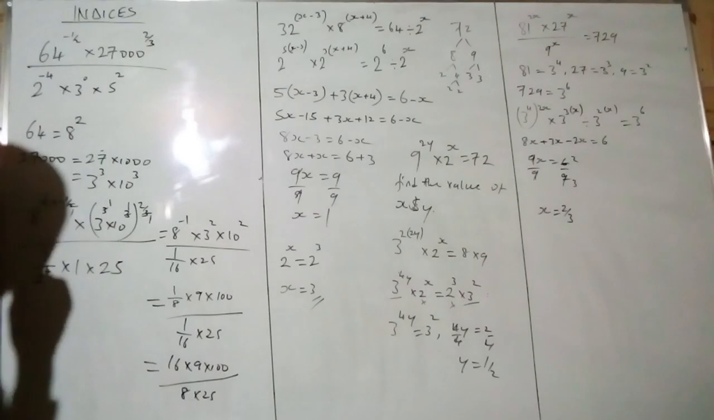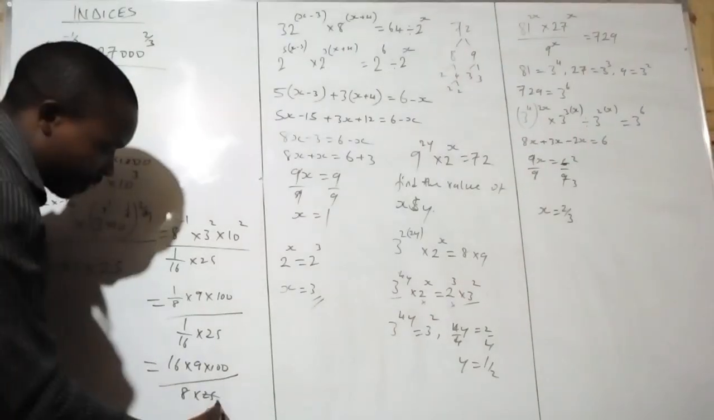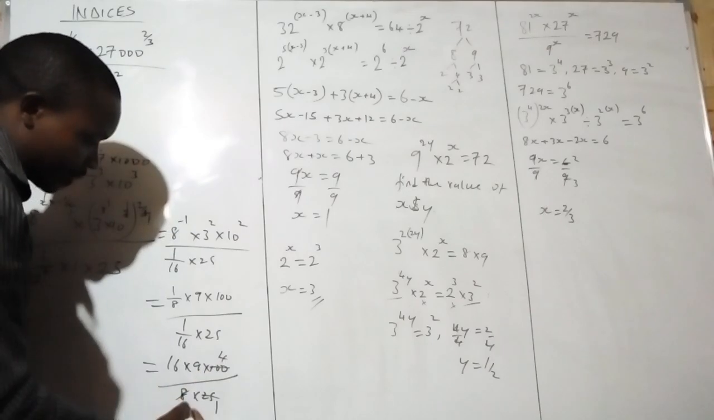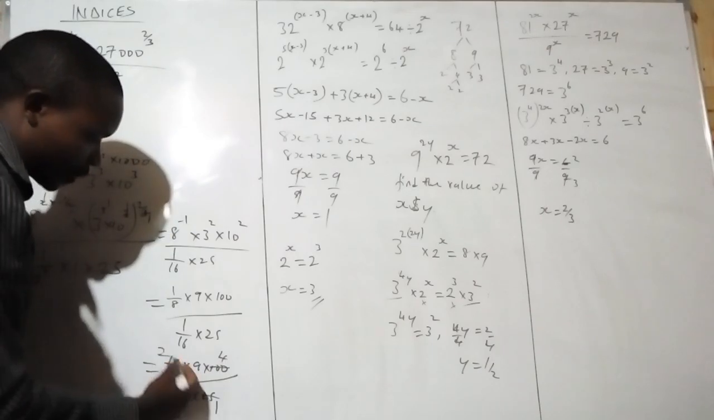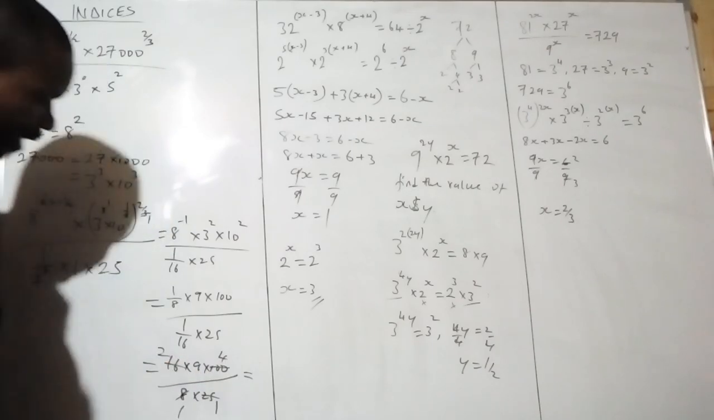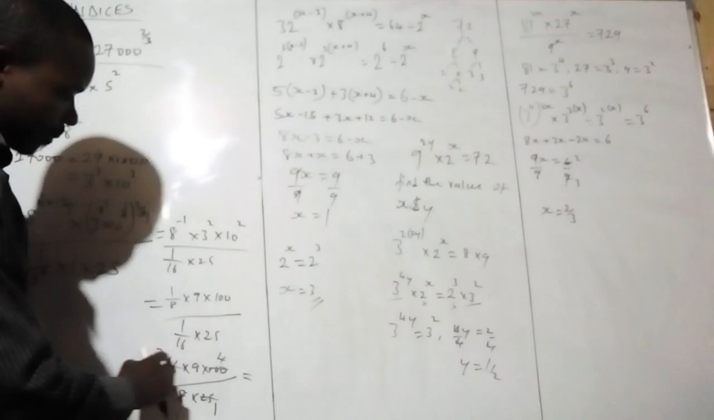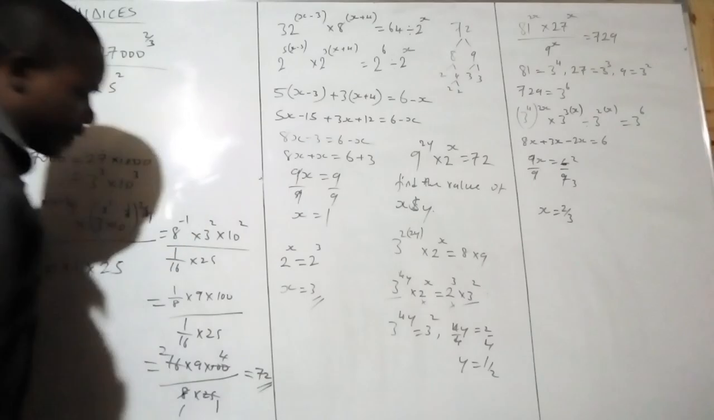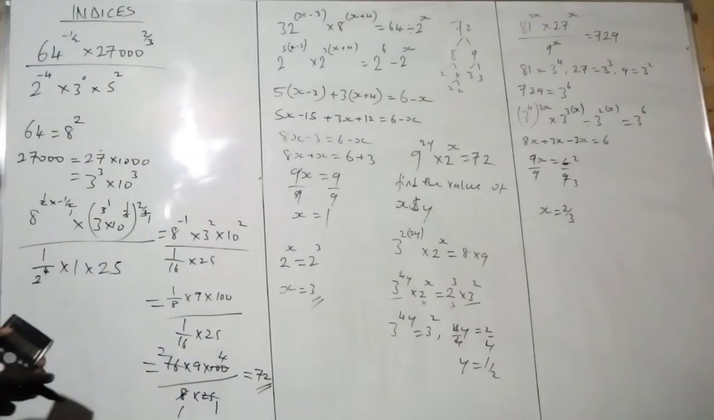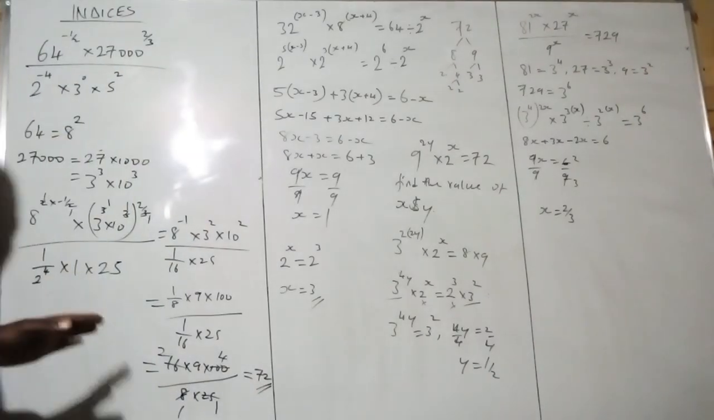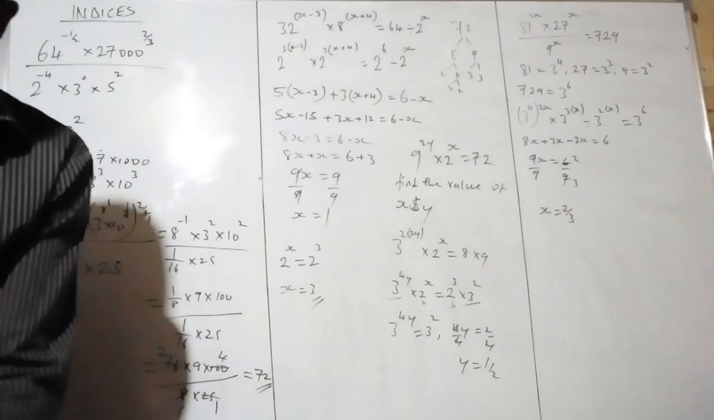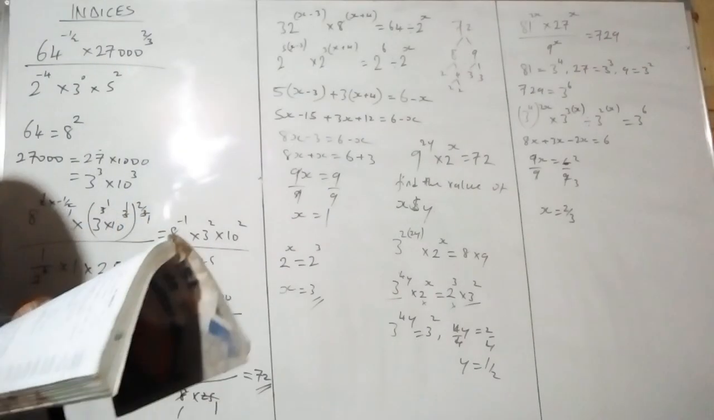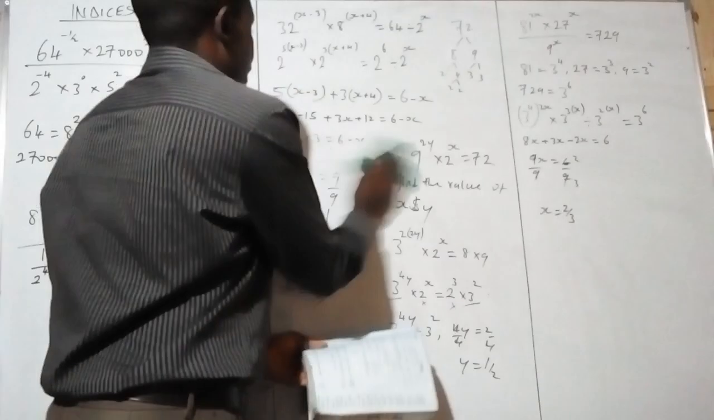By 25, 1. By 25, 4. By 8, 1. By 8, 2. 4 times 2, 8 times 9, 72. Yeah, 72 should be the correct answer. That's how you are supposed to arrange your work for you to score the 4 marks. We can also have another question on the same indices.